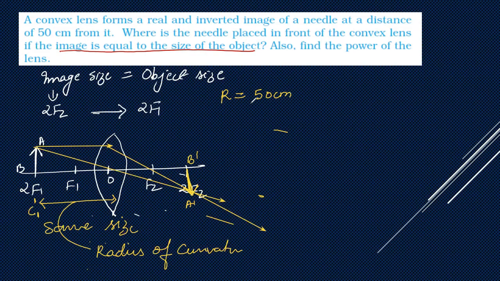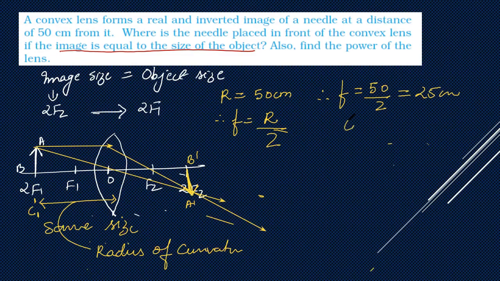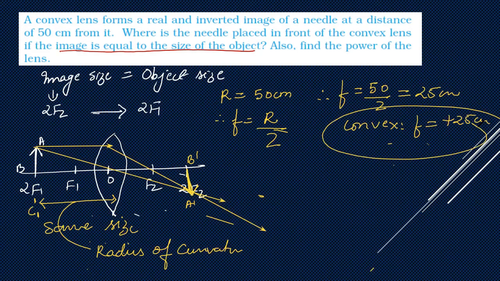Our radius is 50 centimeters. So therefore, what will be the focal length? Focal length, we know, is always R by 2. So F is equal to 50 divided by 2, which is equal to 25. As the lens is a convex lens, F is going to be positive 25, right? Perfect. Now, from this focal length, we need to find the power.